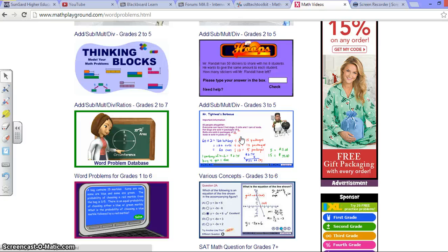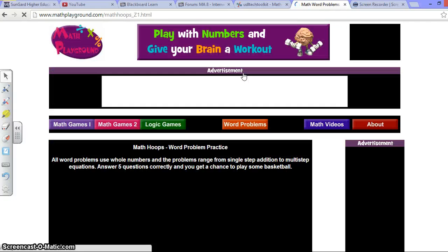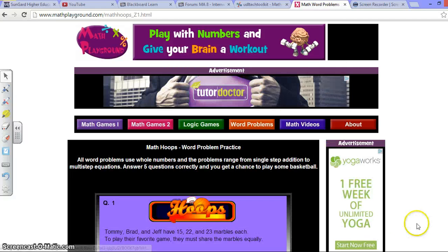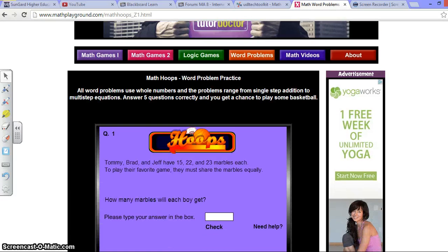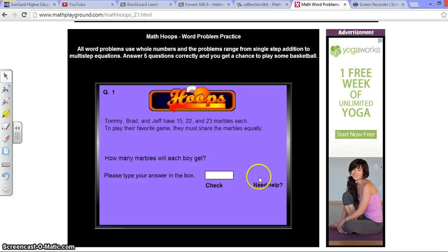I obviously am not using a smartboard right now, so I'm going to choose the game Hoops because I enjoy basketball. And that's adding, subtracting, multiply, and division for grades 2 through 5. So as I click Hoops, I'm going to scroll down, and it gives you different equations. For example, Tommy, Brad, and Jeff have 15, 22, and 23 marbles each. To play their favorite game, they must share the marbles equally. How many marbles will each boy get?